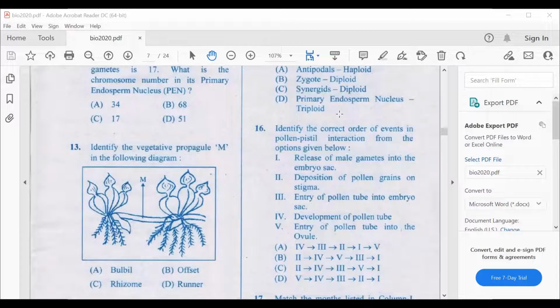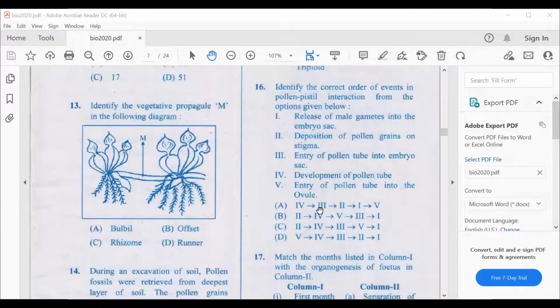Option B, second statement, that is deposition of pollen grain on stigma, good. Then fourth statement, development of pollen tube, good. Then fifth statement, entry of pollen tube into ovule, good. Then third statement, entry of pollen tube into embryo sac, good. Then first statement, release of male gamete into embryo sac. So this is the right sequence. All of you answered it correctly.